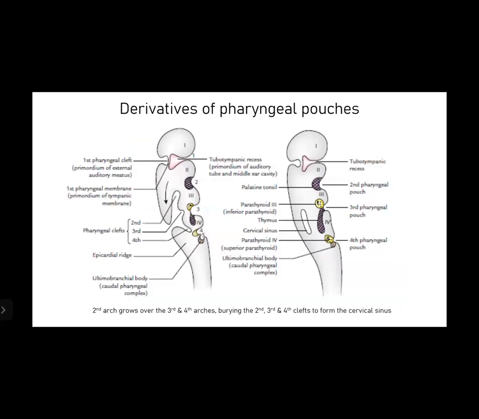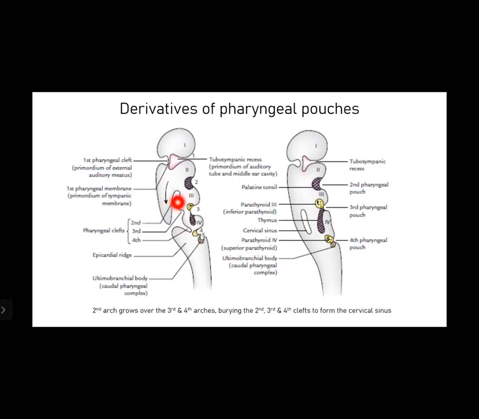So that's a diagrammatic representation again here. You can see that this is the ectodermal cleft, as we call it, or ectodermal groove. That gives rise to the primordium of the external auditory meatus, or the lining there. Generally what happens is the second arch, if you notice, actually overgrows to cover the third and fourth arches. Can you see that? This is the third and the fourth arch, and the second arch actually overgrows them to cover them and to bury them.